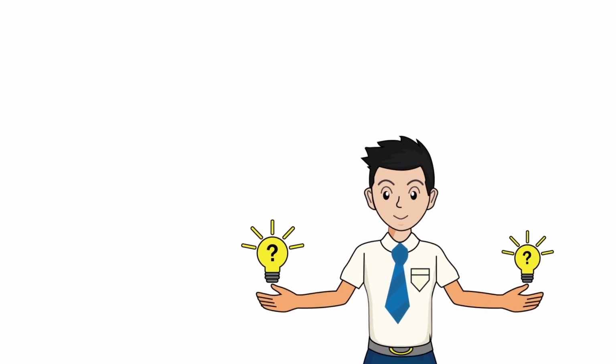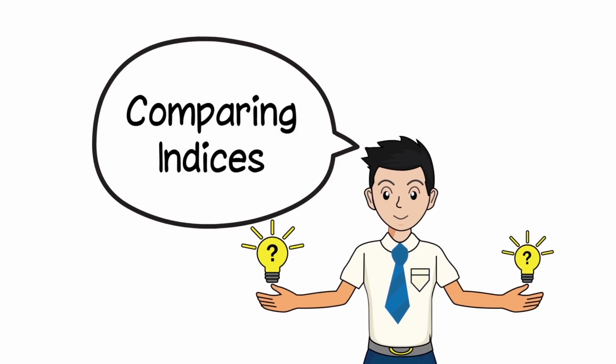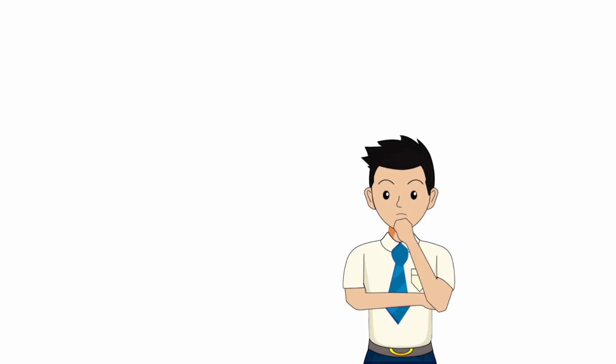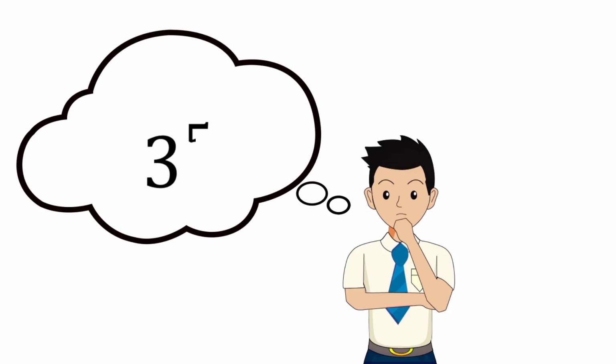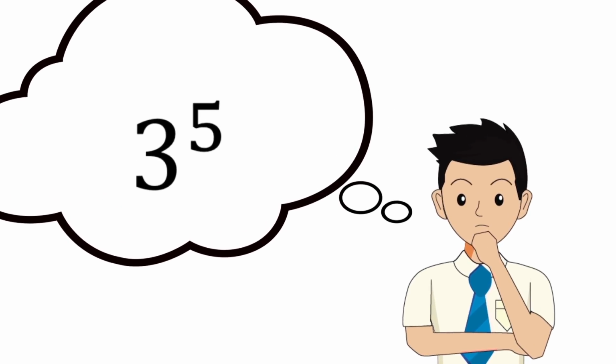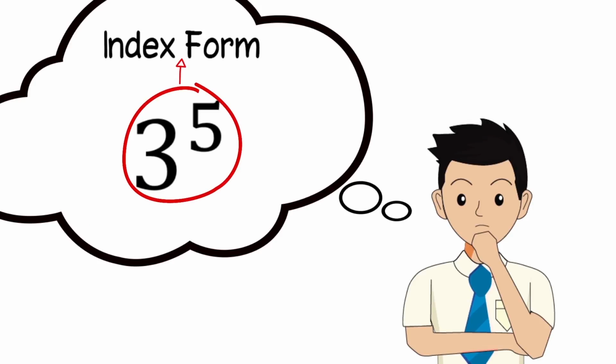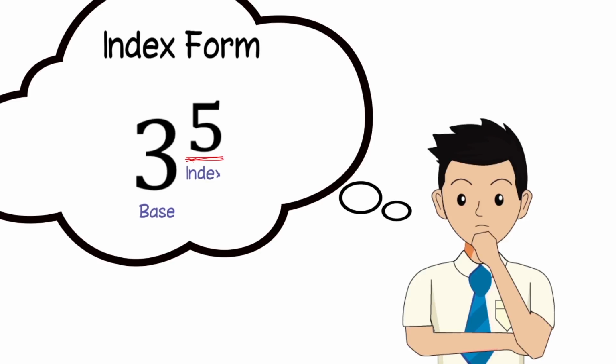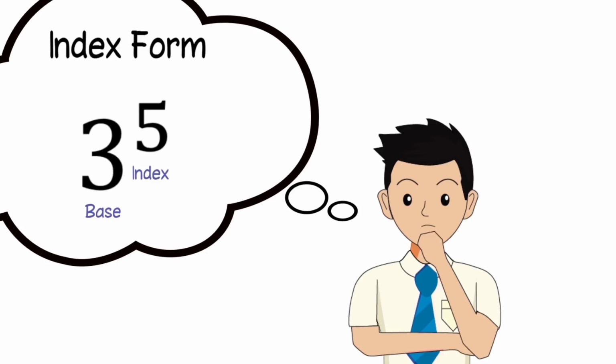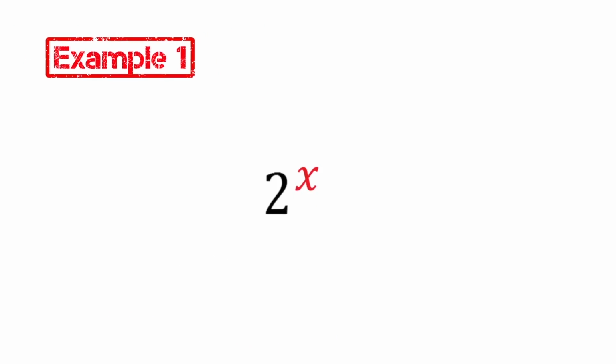In this video, we will learn how to compare indices. Let's recall what we know about indices. 3 to the power of 5. We call this an index form, where 3 is the base and 5 is the index.